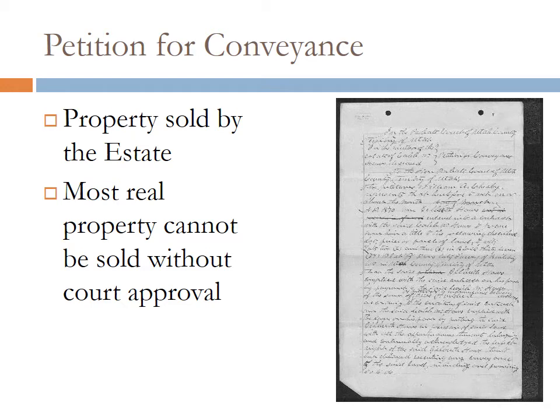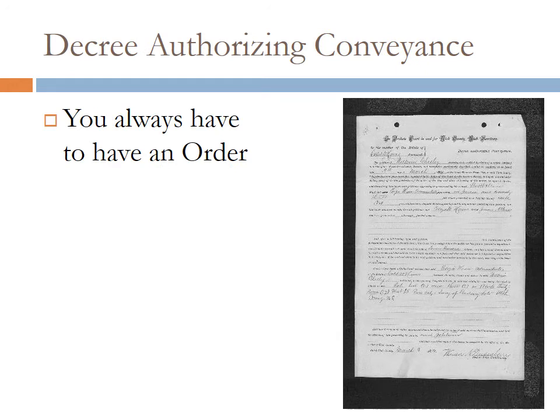And in the context of a probate, most of the real property can't be sold without court approval. So here's the petition asking for court approval to convey the deed to this person who had already purchased the property. And then there's a decree from the court authorizing the conveyance. In this case, you always have to have an order.